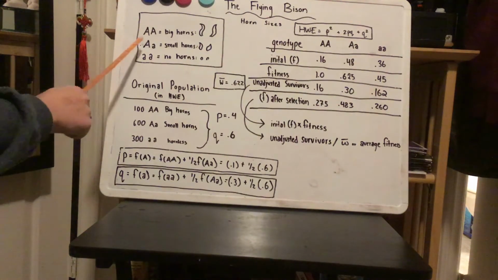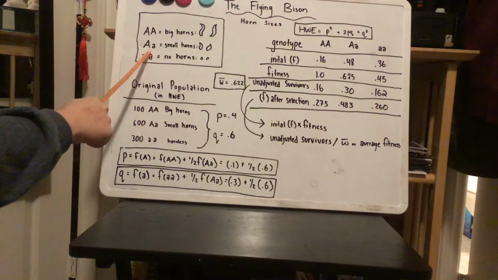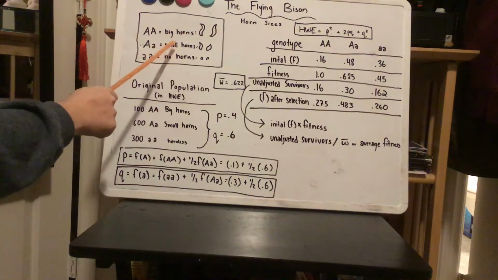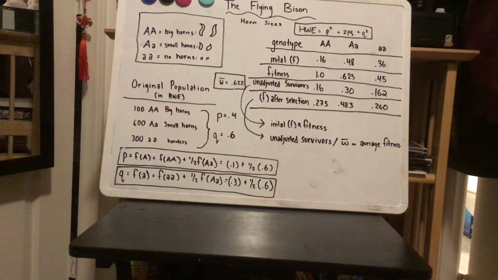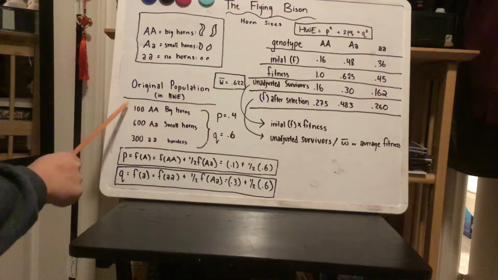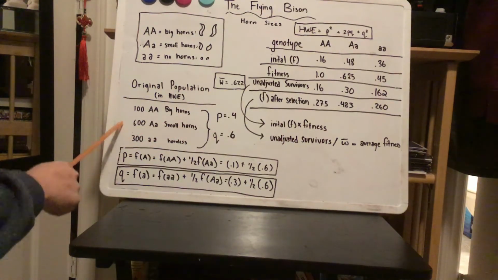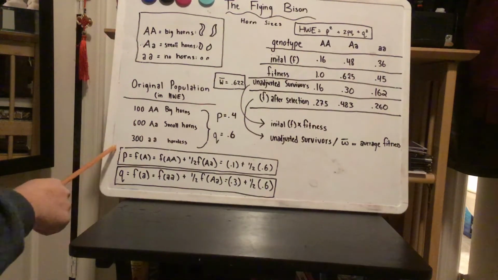We have big A alleles, which will give you big horns. Big A alleles, which will give you small horns. And then little a, which will give you no horns. So let's take a look at this population right here. We have 1,000 total individual bison. We have 100 big horns, 600 small horns, and 300 hornless.